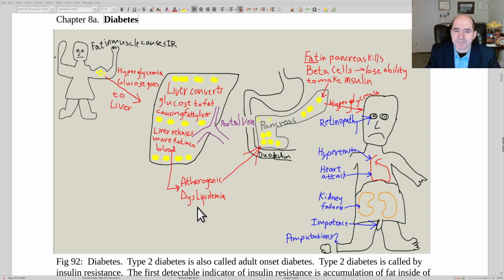Okay, the next thing that'll happen is you'll start to accumulate fat in the pancreas, and it'll be damaging to the pancreatic beta cells. Those are the cells that make the insulin. And over time, you'll start making less and less insulin, and eventually you might not be able to make a significant amount of insulin at all, and you'll become insulin dependent for the rest of your life. So that's insulin dependent diabetes.